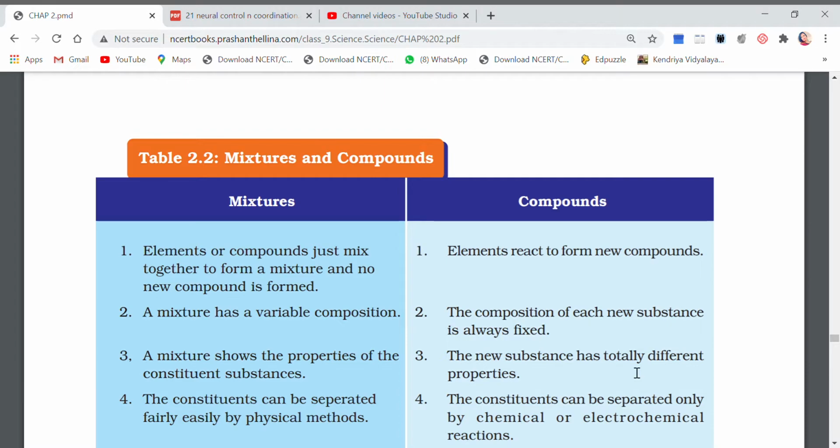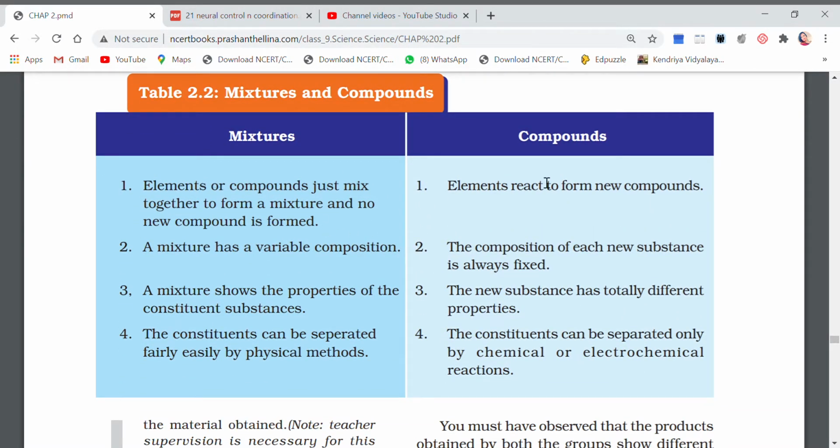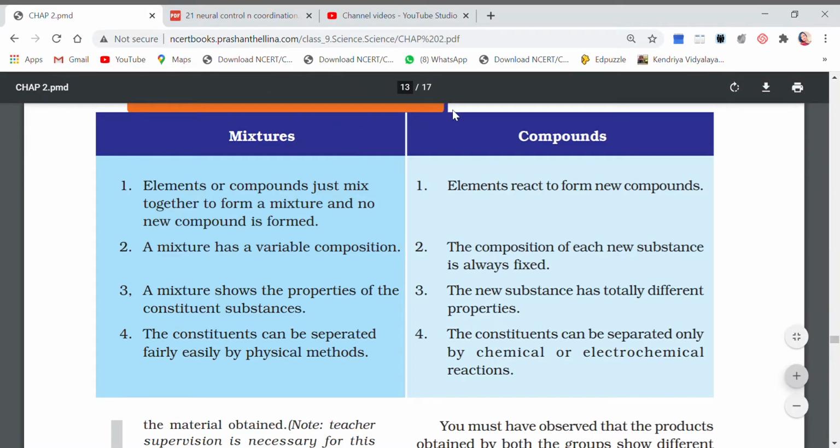Now, let me show you here. See, this is a table which is very important. So, next question that you are going to write here is difference between mixtures and compounds. And you will write down the whole table here. Okay. You will write down the question mixture and compounds, and you will write down the whole table.